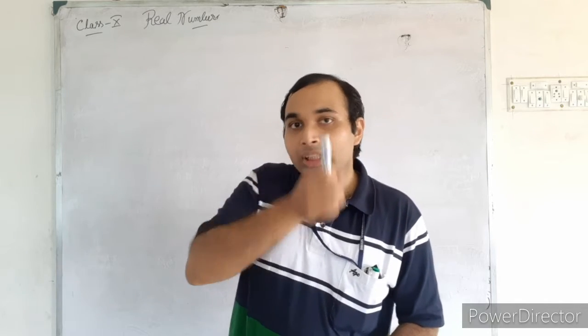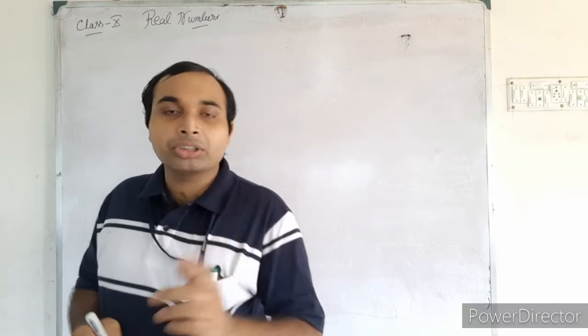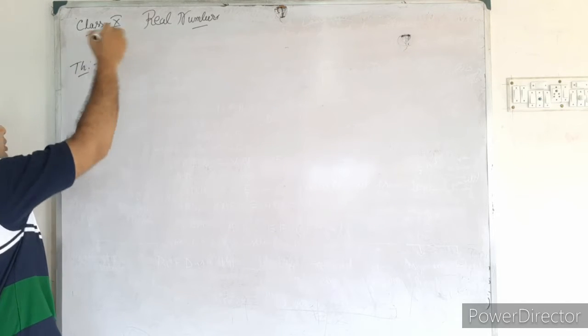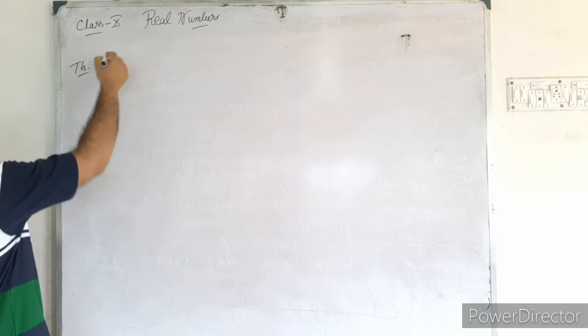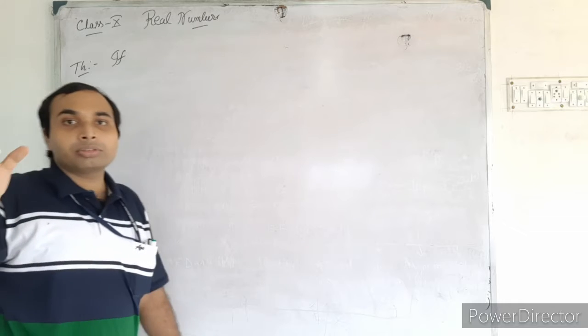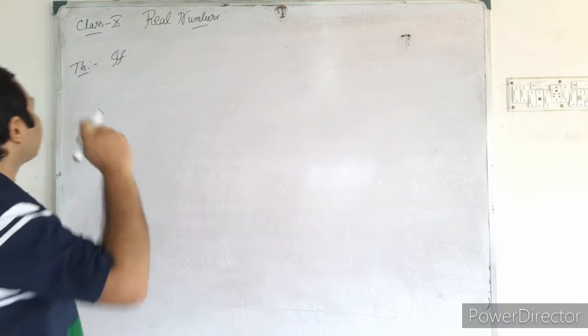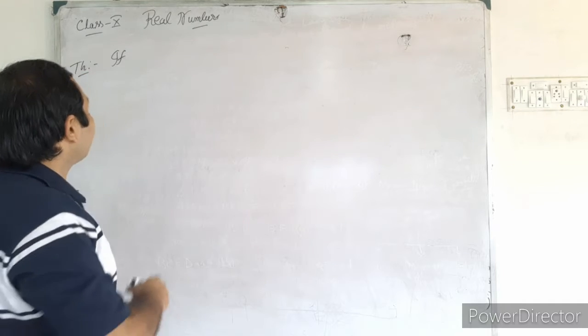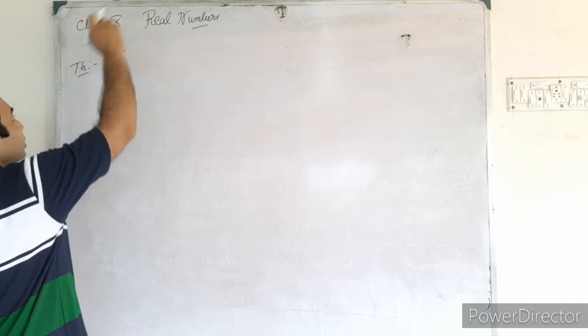For irrationals, first there is one theorem. The proof is not there in your syllabus, but the statement is very important. If you know the properties of irrational numbers, I am not saying those. If any questions are there, you can ask me in the comment box, or otherwise in our WhatsApp group.